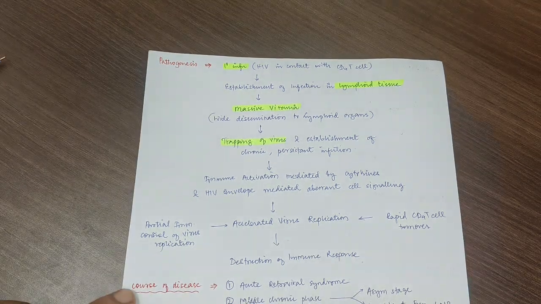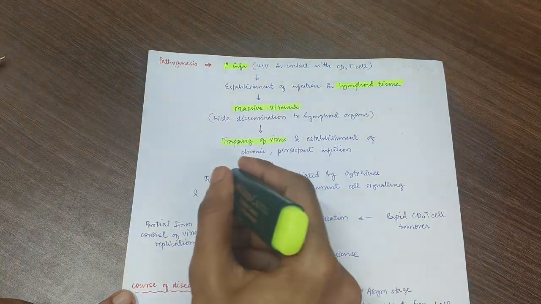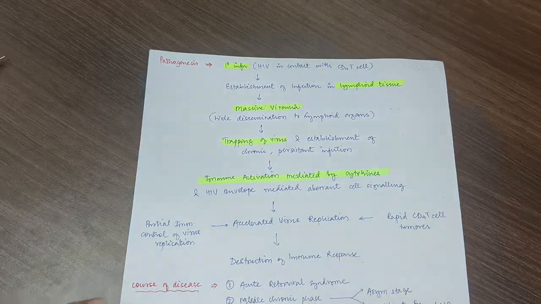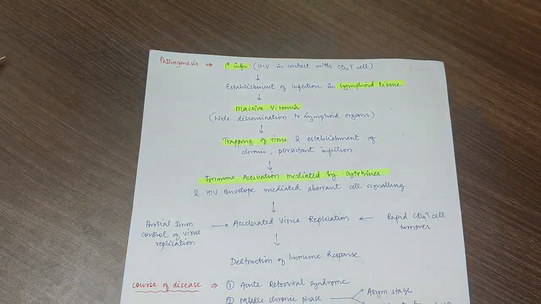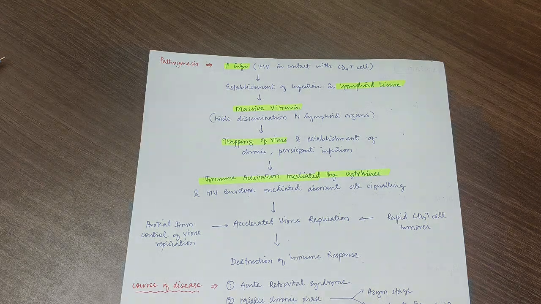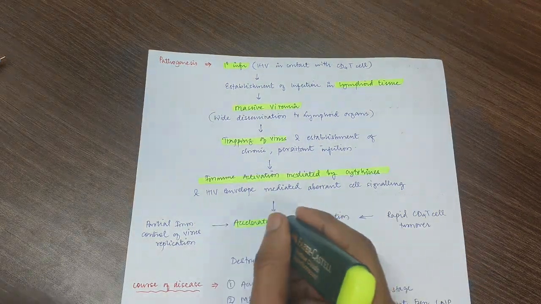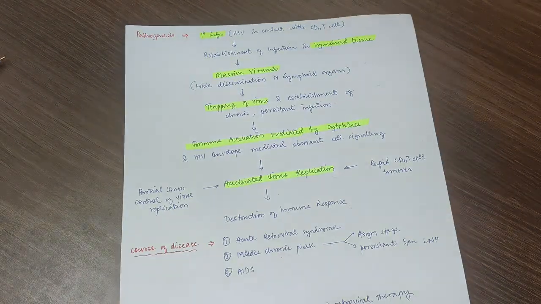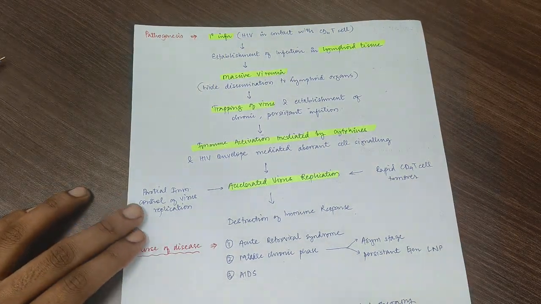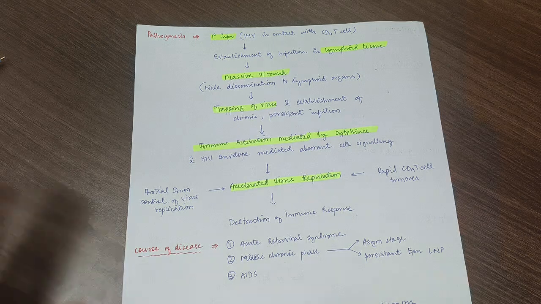Next is immune activation mediated by cytokines. Cytokines are released, and HIV envelope mediated aberrant cell signaling. Cells will be signaled, and the immune system will mediate it via cytokines. After this, there is accelerated virus replication, so much that the virus replication is at its peak now. So there is only partial immune control of the virus replication.